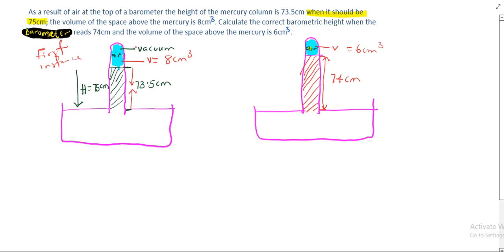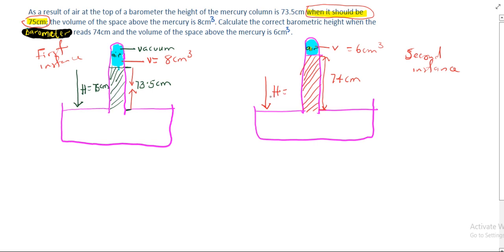We are given the correct value of the atmospheric pressure in this first instance here, 20 centimeter. But in the second instance, let me label it, second instance, we are asked to calculate the correct one. So this is where we calculate the correct barometric height.